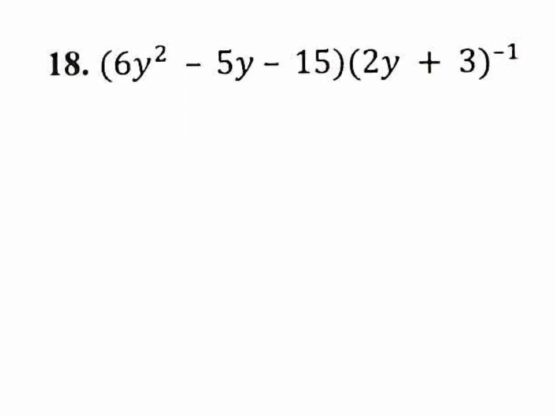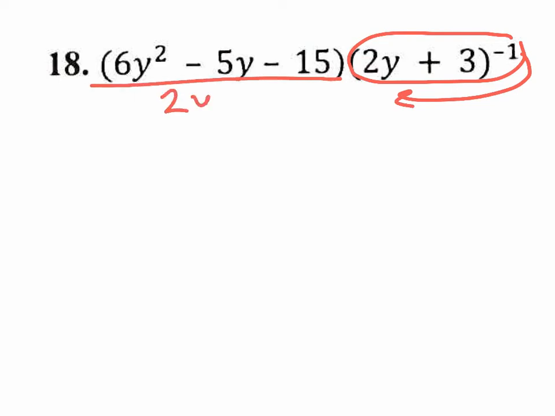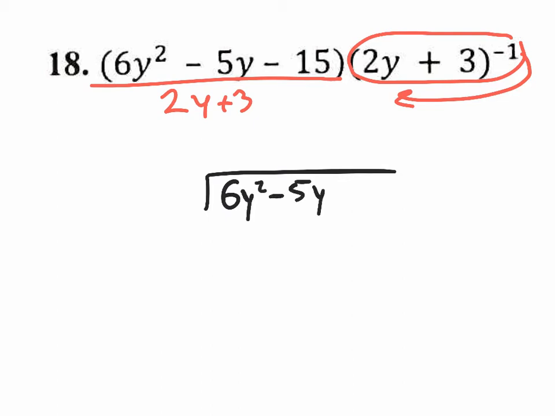So let's look at number 18 and let's set it up the way we're supposed to. Again, you have to understand this first. This is really being moved to the bottom, which means that you have this top polynomial divided by this binomial. Remember, the power of negative 1 really means that you must grab that whole term and move it down underneath. So it's really that top one divided by 2y plus 3 on the bottom. So setting it up, the top one does go inside the division box: 6y squared minus 5y minus 15. And the 2y plus 3 that you're dividing by goes out here.